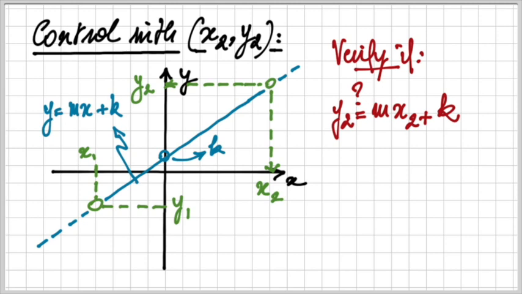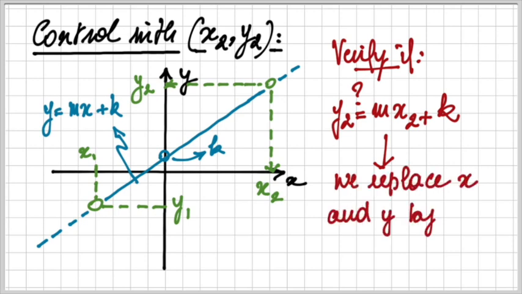Left-hand side and right-hand side have to be equal because this line goes through both points. It also has to go through x2 and y2. So we replace x and y by x2 and y2, and we see what is happening here. We find the result.